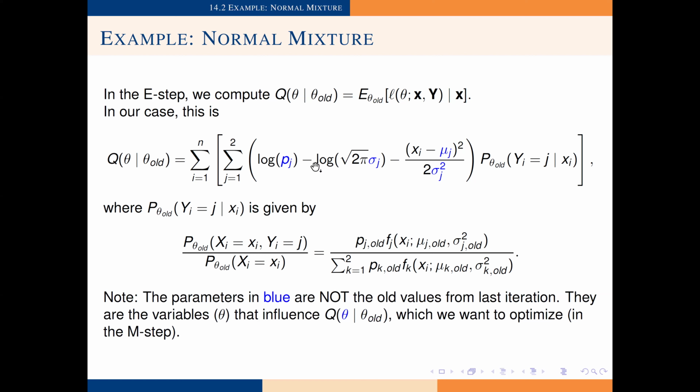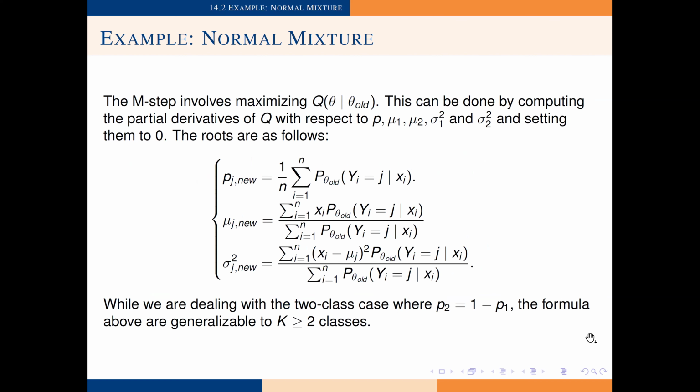But the parameters noted in blue over here, they are not the old values. They are the variables or the thetas that will influence the size of the Q function. And these are the things that we are going to try to find the optimum for if we want to make Q as large as possible in the M step. So in the M step, essentially we search for the P and the mu j's and sigma squared j's so that our Q theta given theta old is as large as possible.